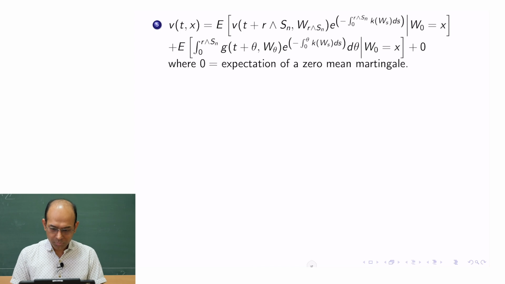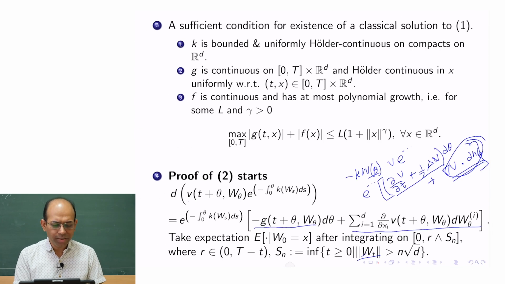We are getting this directly from integration, because the left hand side, after integrating, is going to give us two terms. One term is v of t plus r minimum Sn, and then instead of theta you write r minimum Sn. Then subtracted, we get minus v of t comma w0 times e to the power minus the integral from 0 to 0. This integration from 0 to 0 gives 0, so e to the power 0 is 1.